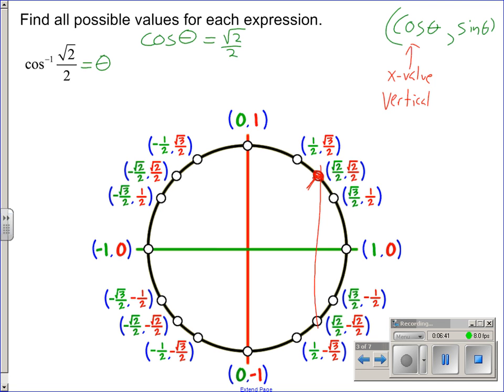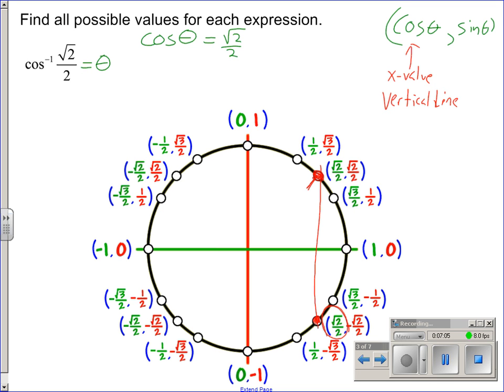You look at this point right here. The cosine of that angle is the x-coordinate. It's also square root 2 over 2. So, when we're dealing with the inverse cosine, it's an x-coordinate. The cosine is an x-coordinate, so we're going to draw a vertical line, and that's going to give us our other angle. Okay, with the sine, it was the horizontal line to give us the other angle.